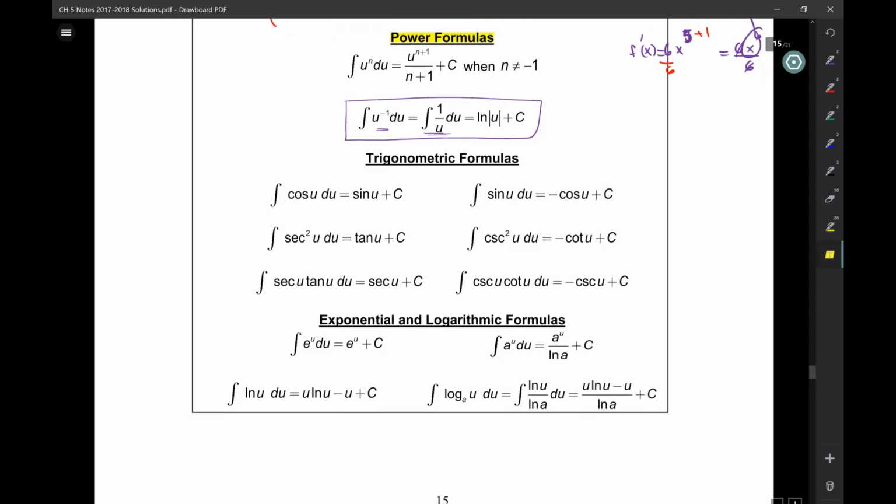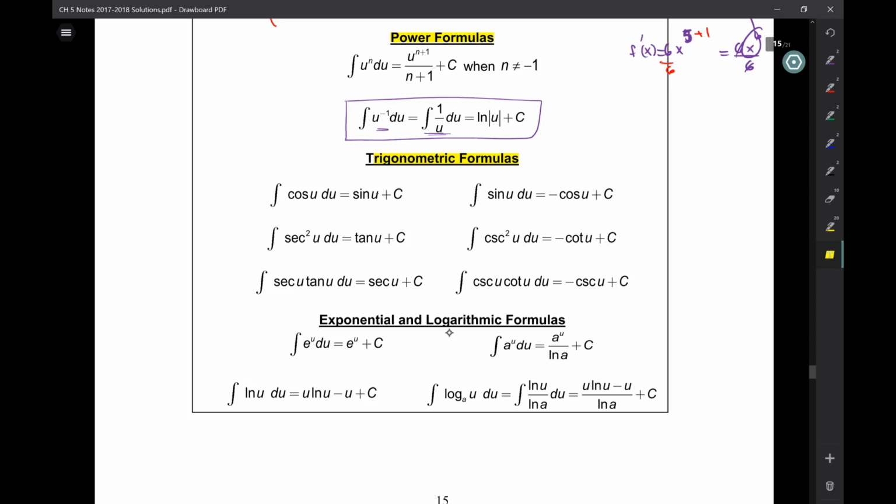Okay, trig formulas. You just have to remember these. So remember when the derivative of sine is cosine? The integral of cosine is sine. It now goes backwards. Derivative of sine is cosine, so then the integral of cosine is sine. You have to do the opposite, remember? Okay, what's the derivative of cosine?